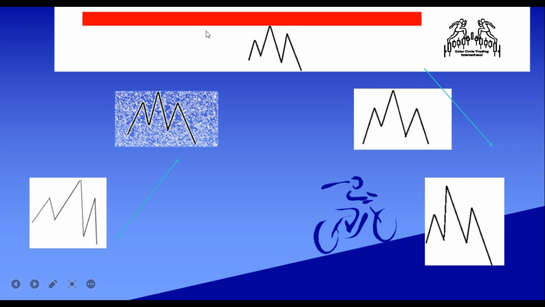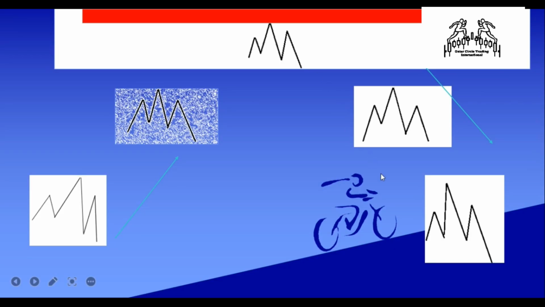Sometimes it can take out the low and move up to take out the high before expanding to the downside. So here it's also a gray area. You don't know what is going to happen here. But you have an anticipation of a move to the downside.